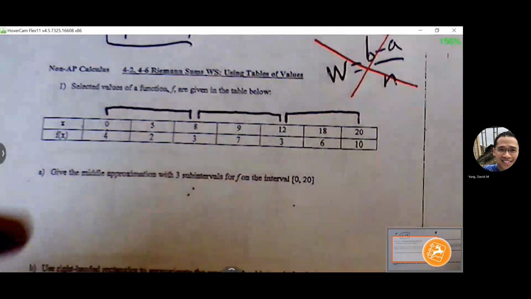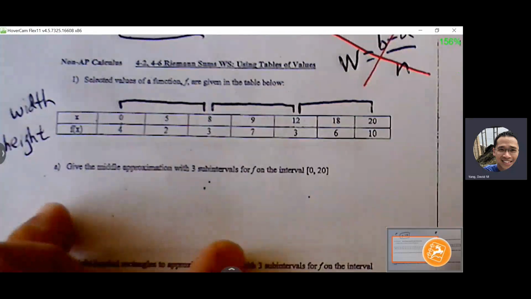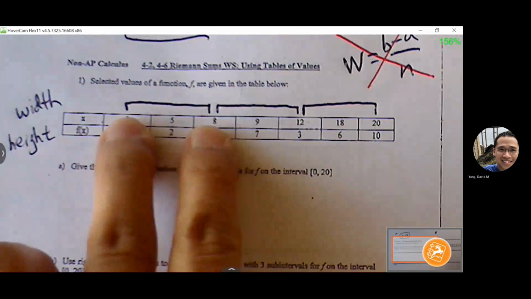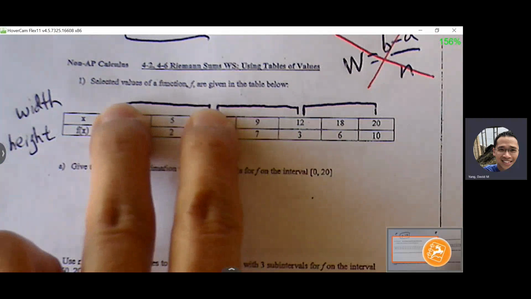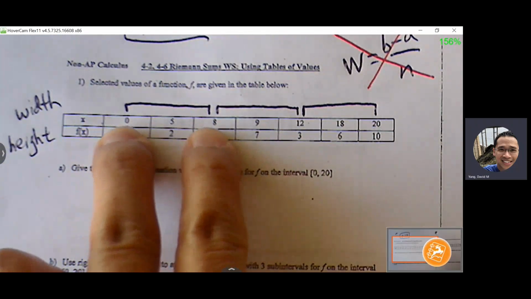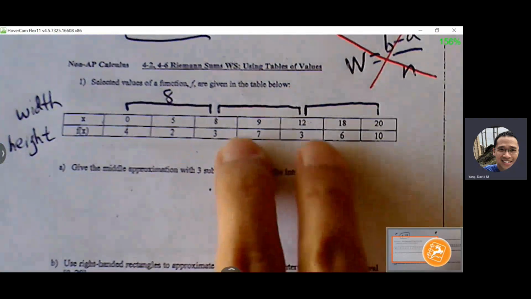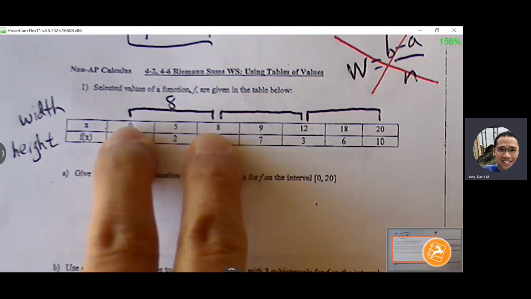Okay. Now, the width is going to come from the first row. The height is going to come from the second row. Right. Now, to find the width, you're just going to subtract between where those two vertical lines are dropping. Okay, so what's 8 minus 0? What's the width there? 8. So put an 8 above. Okay. Ignore the middle number. We just care about the ends.